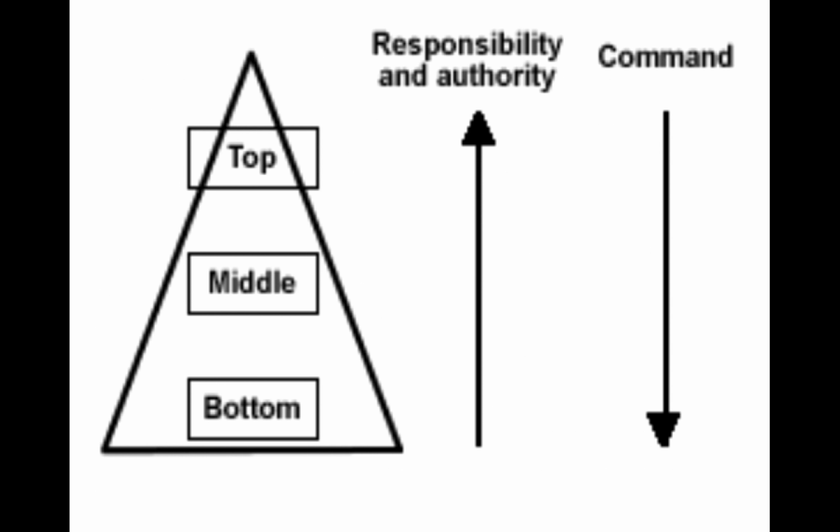Alright, so in this first diagram you have a hierarchical organization, which is demonstrated by the pyramid structure with the different levels. You have the bottom level, the middle level, and the top level, and as you can see there are fewer and fewer employees as you get to the top, as responsibility and authority increase, and also the workers on the top have command over those on the bottom.